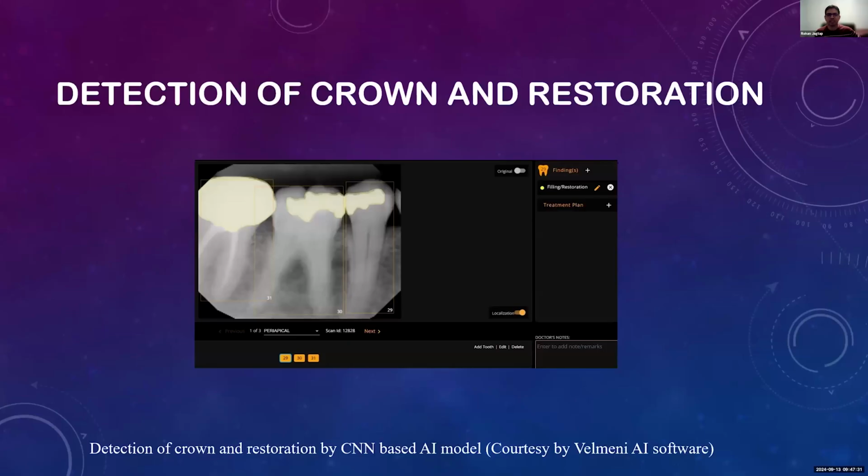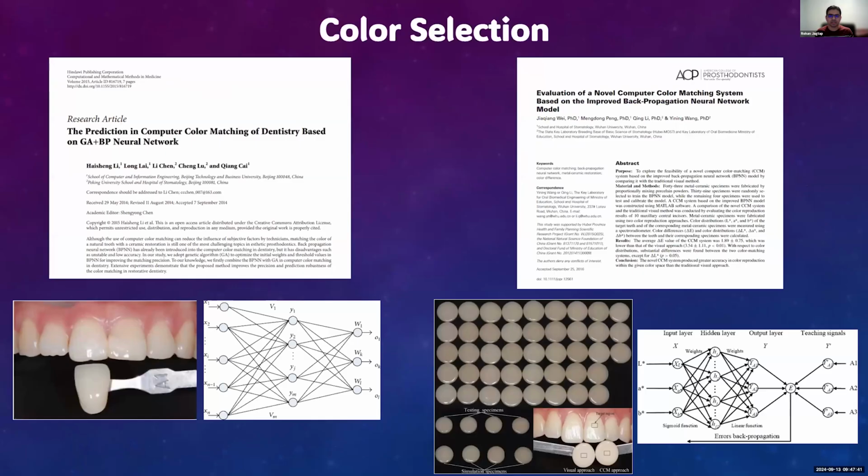This is an actual patient. Again, crown and restoration. If there is a marginal leakage, it's going to give you crown margins so that we can prevent any marginal leakage. Color selection, AI is being used in color selection a lot. And AI would be able to tell you which shade it is so that you don't have to try to match the shades, because you are uploading photographs and everything in the system.